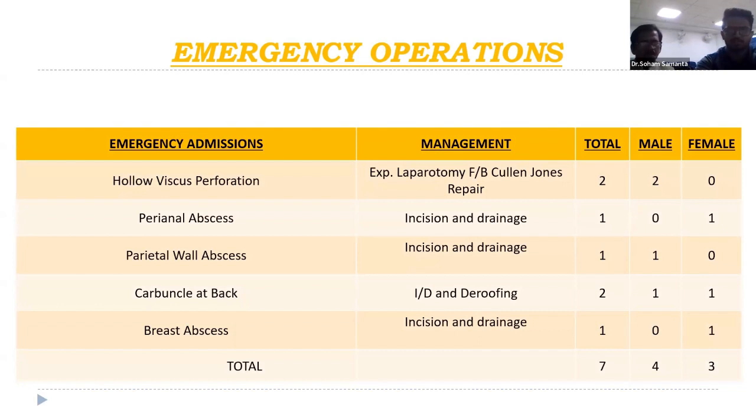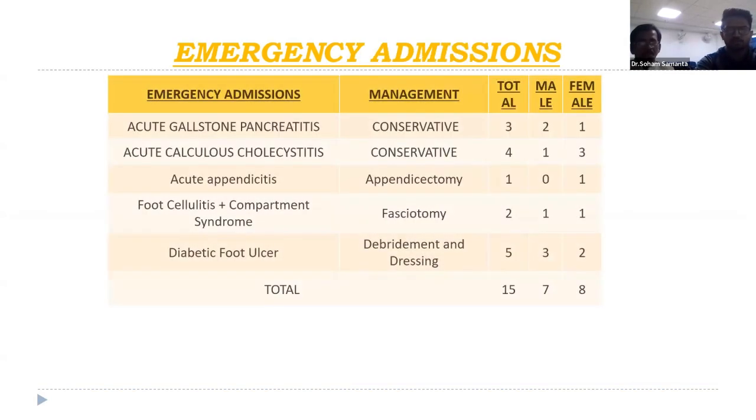1 case of parietal wall abscess for which incision and drainage was done. 2 cases of carbuncle for which ID and deroofing was done. And 1 case of breast abscess for which incision and drainage was done. 3 cases of acute biliary pancreatitis were managed conservatively. 4 cases of acute calculus cholecystitis were managed conservatively.